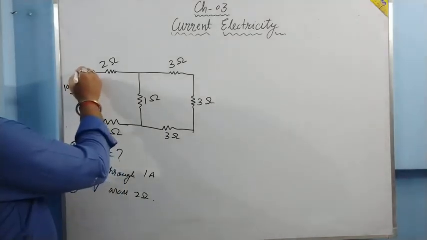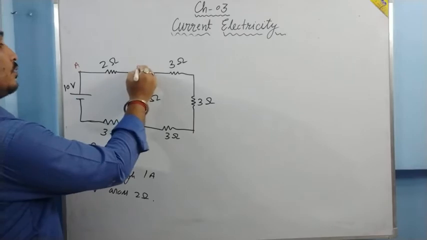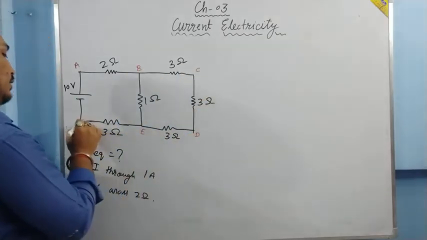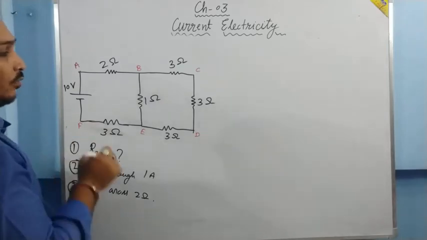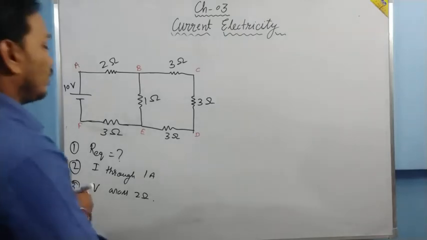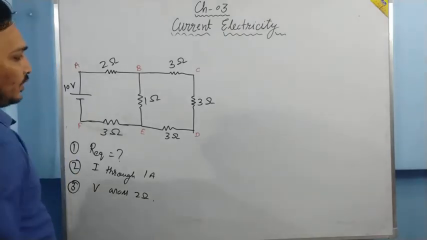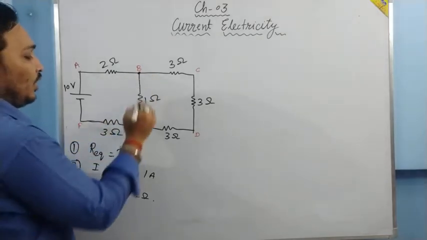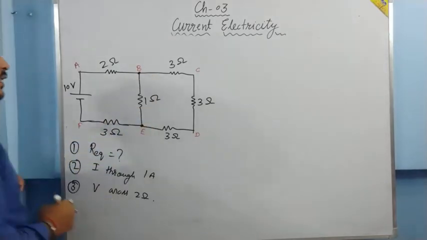First of all, name the points. Let this be A, this be B, this is C, this is D, this is E, and this is F. How many junctions are there in the circuit? So there are 2 junctions. One is B and one is E.